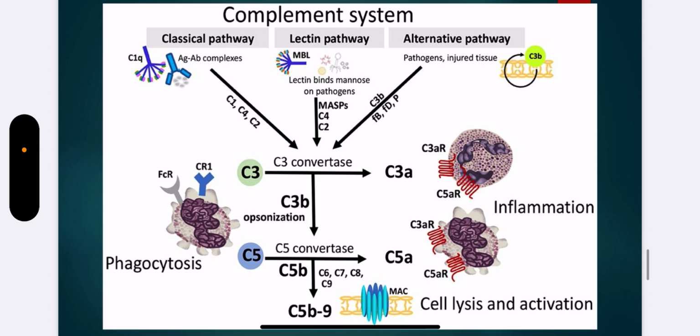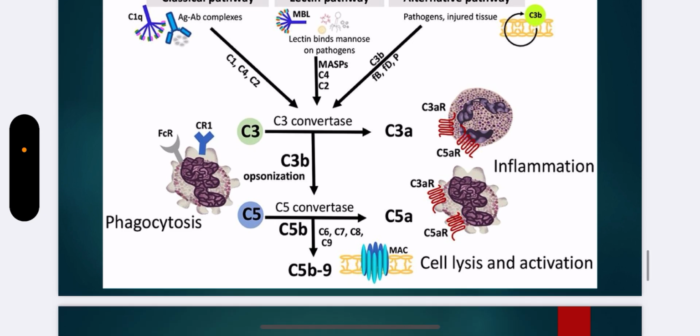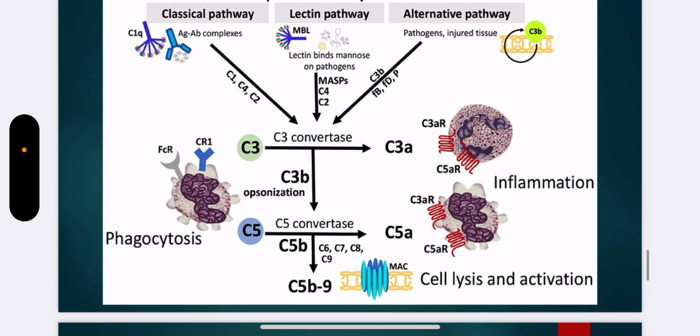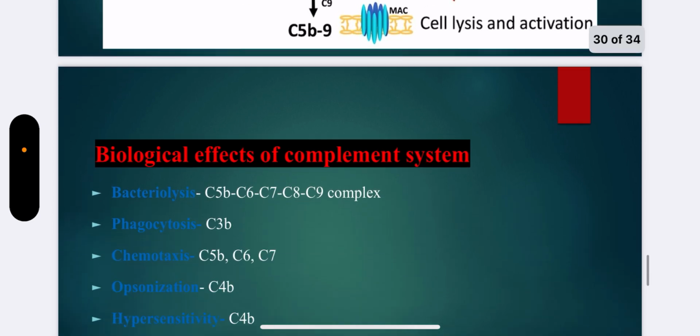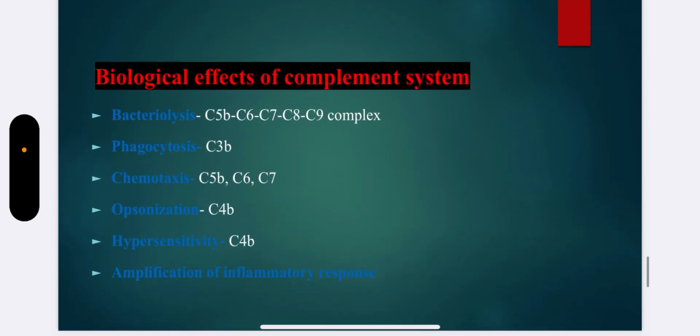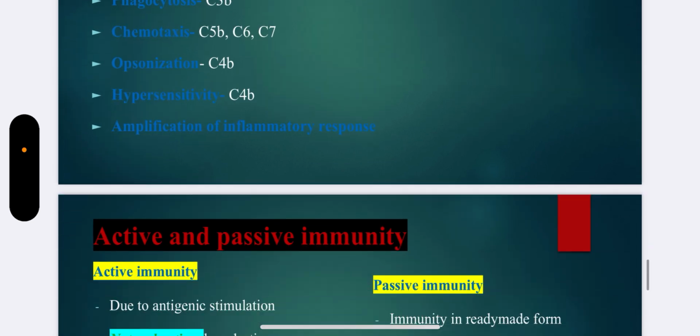As you can see the cascade of reactions over here, formation of complement system protein C3a, formation of C5a, and by the process of phagocytosis, inflammation, the ultimate effect of all these three pathways is cell lysis. They finally kill the invading cell. Now these are the biological effects of complement system: bacteriolysis, phagocytosis, chemotaxis, opsonization, hypersensitivity reaction, amplification of inflammatory response. You can see the proteins that are involved in each of the effects.